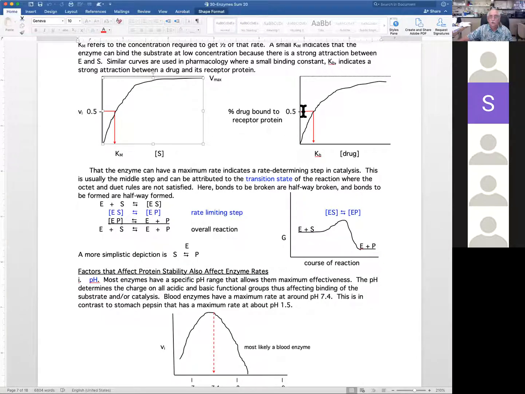So if I got two drugs that bind to the same receptor, one the KB is right here and the other the KB is right there. When I put them both into the container with that receptor, which is the drug that's going to bind first in most of the receptors? It's going to be the one with the smallest KB.